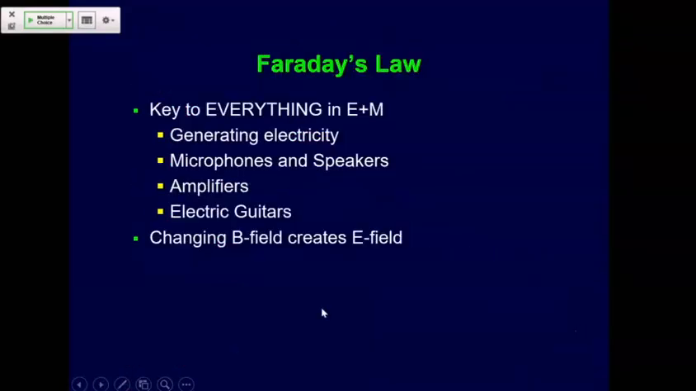And so this is what's called Faraday's Law. We're going to talk about this in the next couple of lectures. This is a pretty key thing in this idea of E and M, electricity and magnetism. We're going to find that electricity and magnetism are intertwined. In fact, they're really just two different sides of the same thing. And Faraday's Law is the key to things like generating electricity, microphones, speakers, amplifiers, electric guitars, lots of stuff. A lot of different things we do with electricity depend on this law. So it's really important.